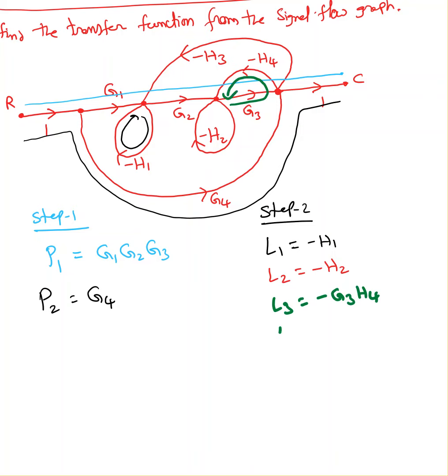And loop 4, can I take this as loop 4? Let me use a different color. I'm going to use blue. So can I take this as loop 4? Okay, loop 4, z2, z3, minus h3. Those are the 4 loops I see. Do you guys see any other loops there? Inspect a couple of times before you move to the next step.